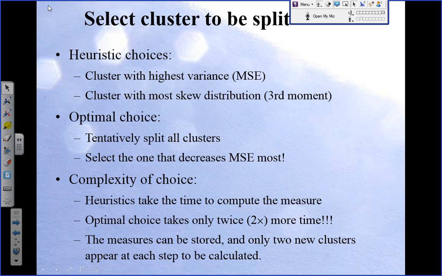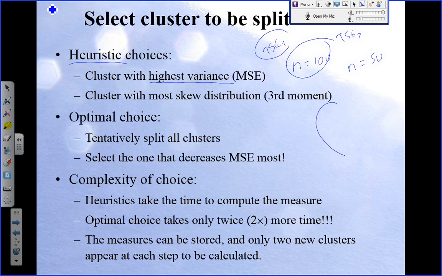Okay, first of all, heuristic choices. Select the cluster with highest variance. So which cluster to split? Of course, select the biggest, easiest. But not just the number of points. If this has 100 points and this has 50 points, let's divide that one. Instead, take the total squared error of these two clusters and measure on the basis of that. It's good, but it's still just a heuristic. It's not optimal. And of course there are some people who start to think about it. Okay, let's divide the cluster.